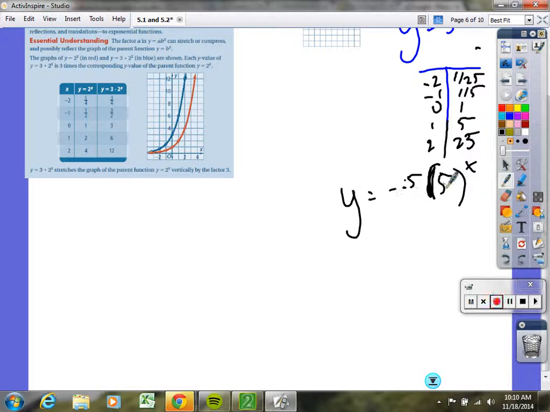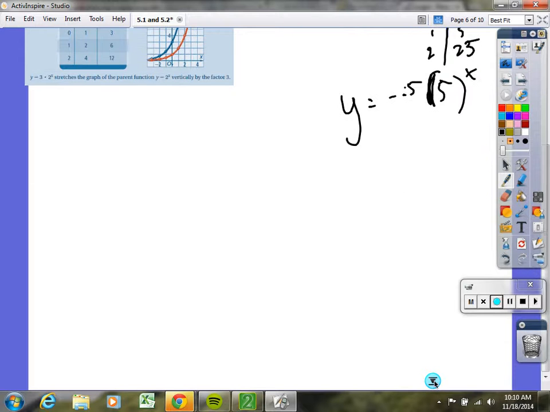Yes, sir. A negative on the inside. Well, we're not going to do it on this one. Does that make sense? If it was like any other function, that's what reflection is.